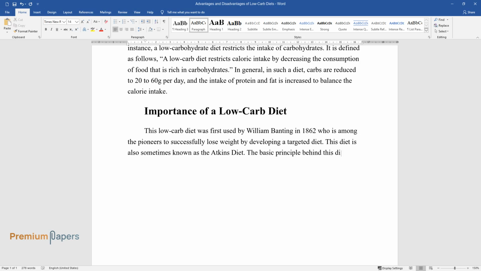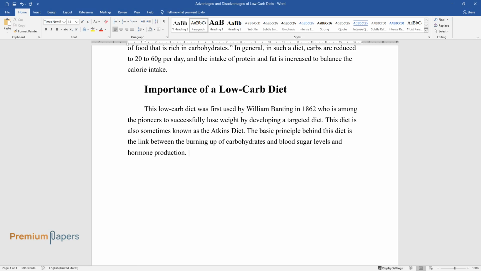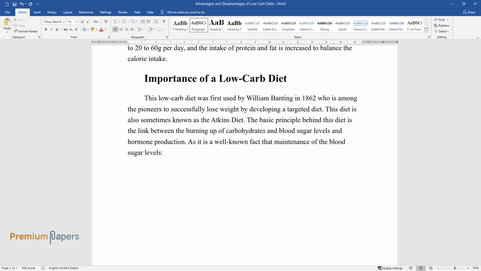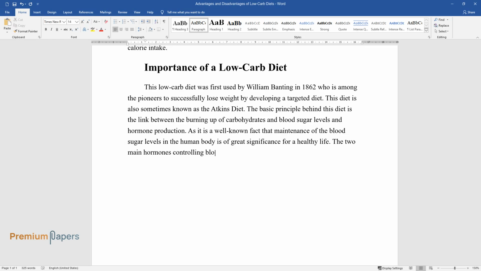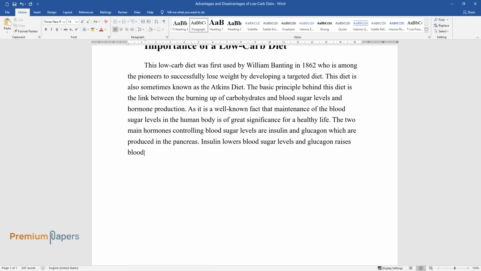The basic principle behind this diet is the link between the burning up of carbohydrates and blood sugar levels and hormone production. As it is a well-known fact that maintenance of the blood sugar levels in the human body is of great significance for a healthy life. The two main hormones controlling blood sugar levels are insulin and glucagon, which are produced in the pancreas. Insulin lowers blood sugar levels and glucagon raises blood sugar levels.